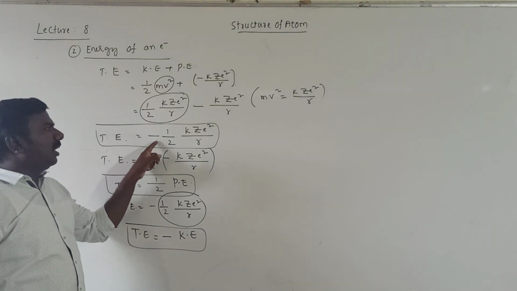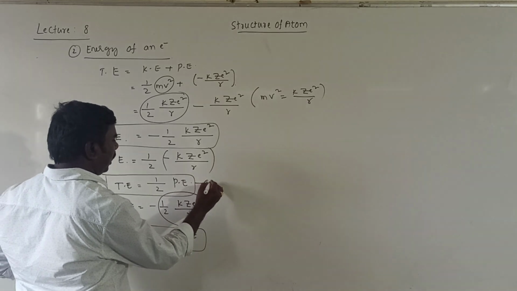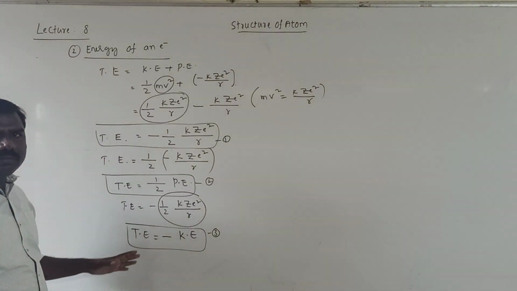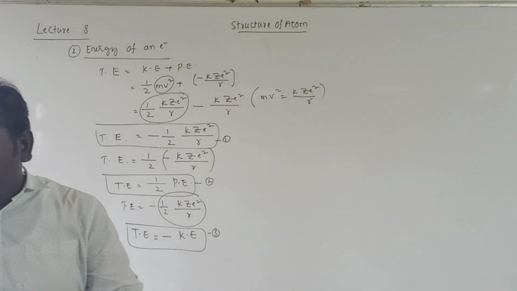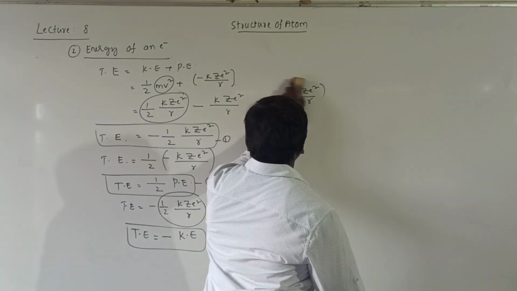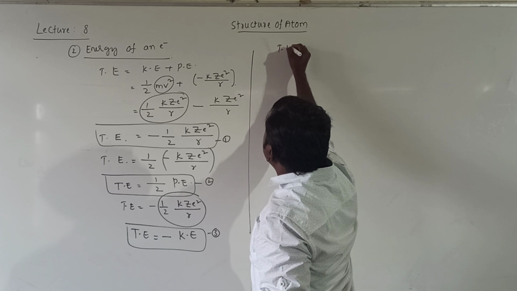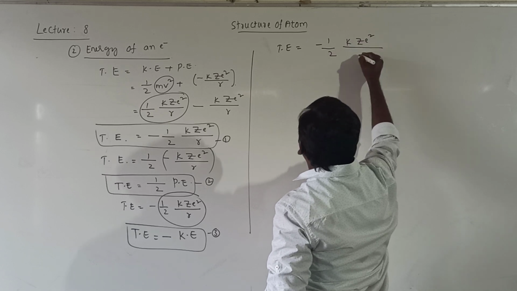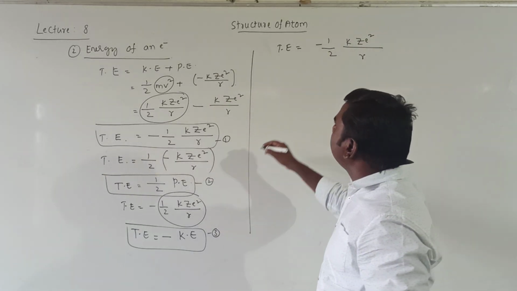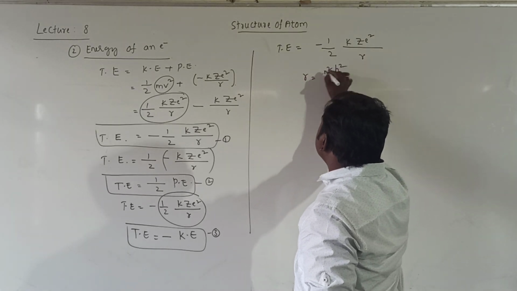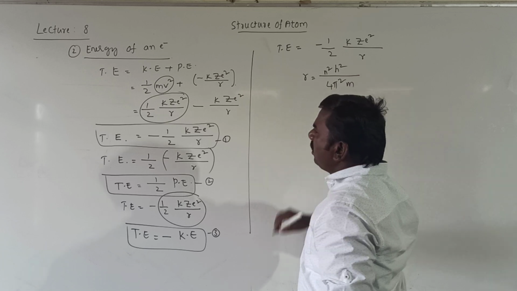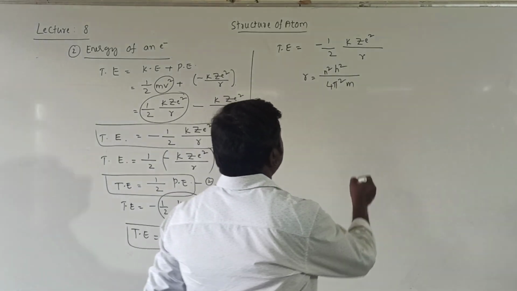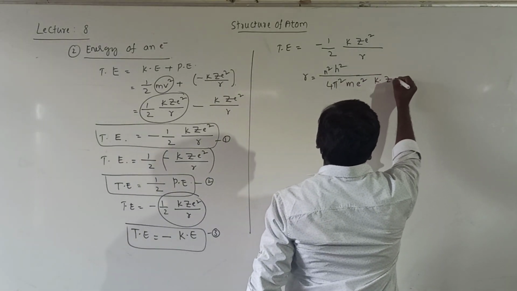Total energy is equal to minus... so this is 1, this is 2, this is 3. These are very, very good formulas. Next, after this, the total energy formula we got is minus half into kZe square by r. You know the r value, where r is equal to n square h square by 4 pi square mv square kZ.